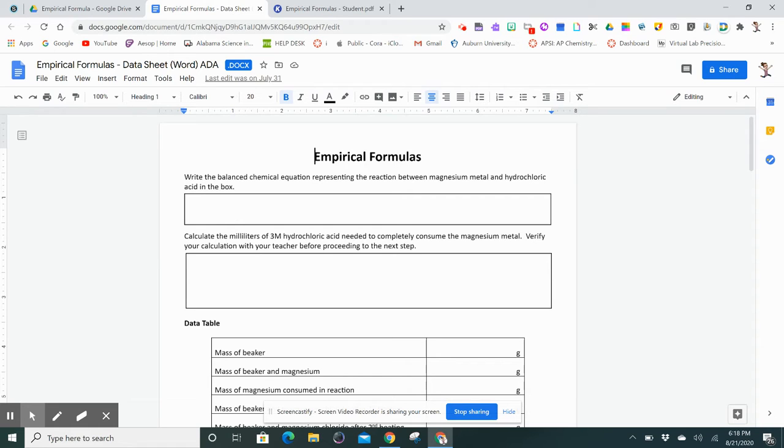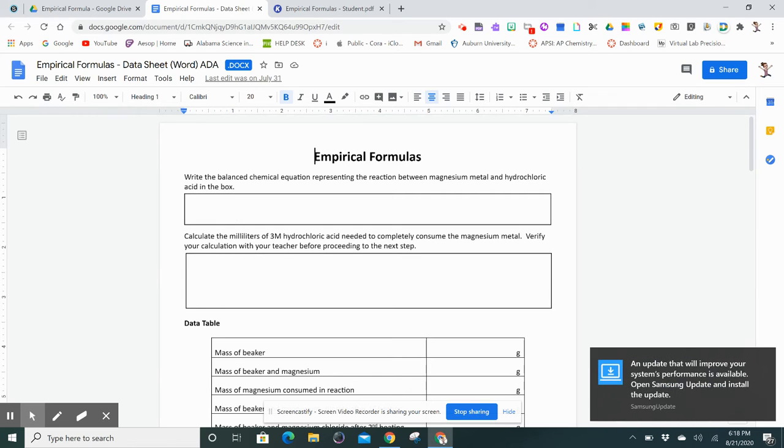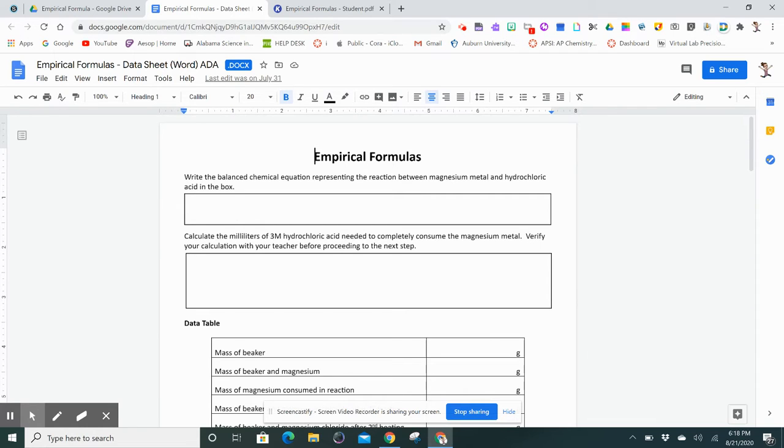Okay, so here is the student data sheet. And this is in our Schoology, day 2, I think, for Unit 1.